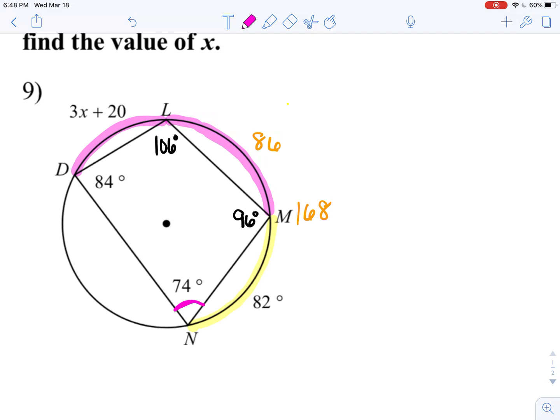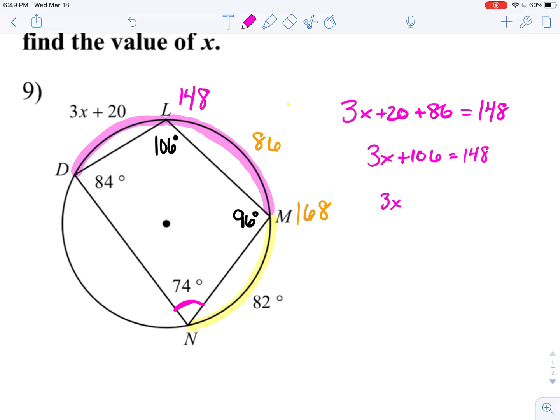and the angle that's intercepting that arc here is N. So I know the pink arc must be twice the size of 74, or 148. So same thing, we know that 3x plus 20, one part of it, add the other part, must get me the whole arc measure. So 3x plus 106 gets me 148. And then we get the same equation in this step. 3x is 42 and x is 14.